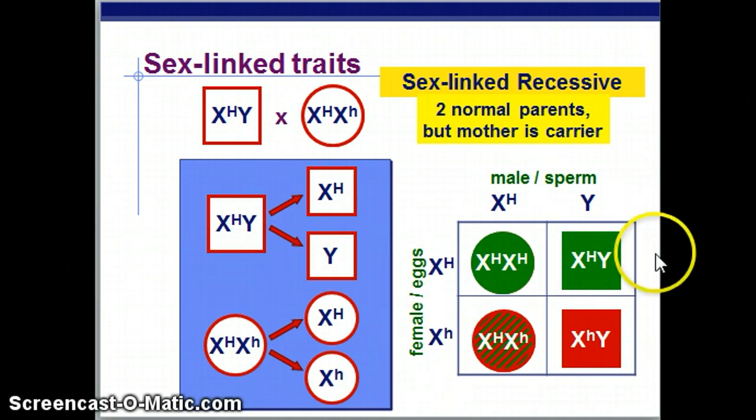So if we come here and do the Punnett square, we have a female who is homozygous dominant. We have a male who has the dominant allele. We have another female who is heterozygous, and another male that is recessive.